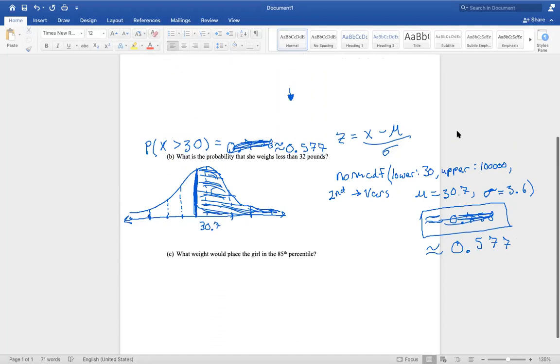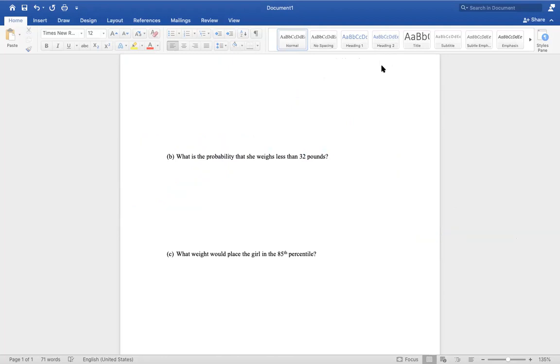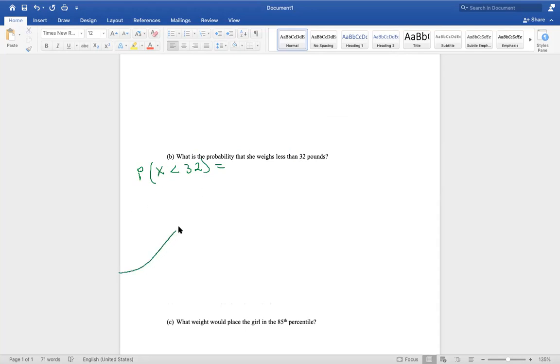What is the probability that she weighs less than 32 pounds? So this one is just going in the other direction, but still do this the same way, or use the same steps. We want to write our statement, the probability that the girl weighs less than 32. Again, one way we could do this is just using normal CDF, which we'll do. But before that, let's sketch our distribution. Not perfect by any means, but that's okay.